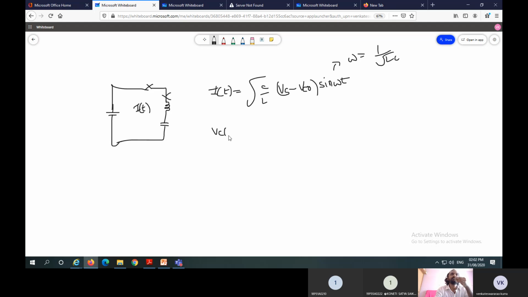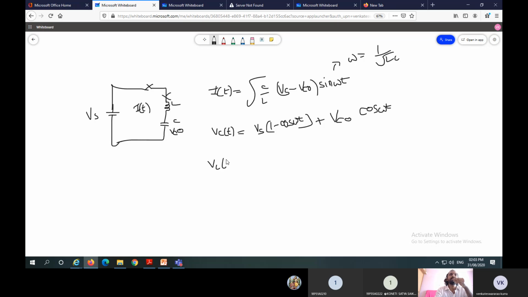Next, voltage across capacitor. Vc of t equal to Vs into 1 minus cos omega t, plus Vc naught cos omega t. Here Vc naught means initial voltage across the capacitor. Initial voltage across the capacitor is Vc naught.